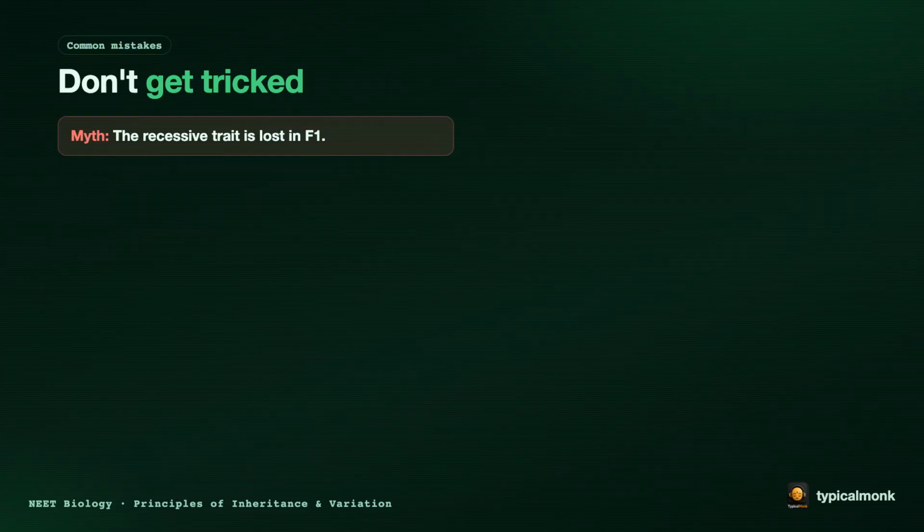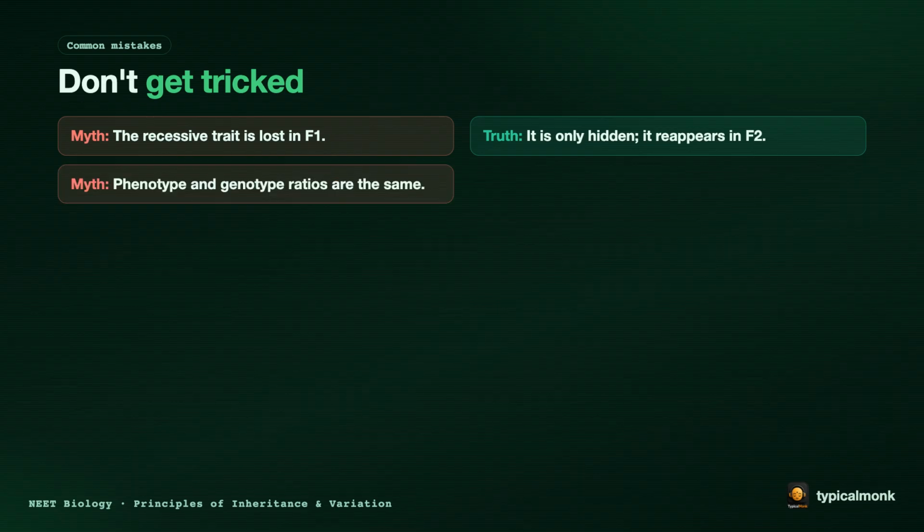Now let's clear the mistakes students fall for. Myth, the recessive trait is lost in F1. Truth, it is only hidden. It reappears in F2. Myth, the phenotype and genotype ratios are the same. Truth, the phenotype is 3 to 1, but the genotype is 1 to 2 to 1.